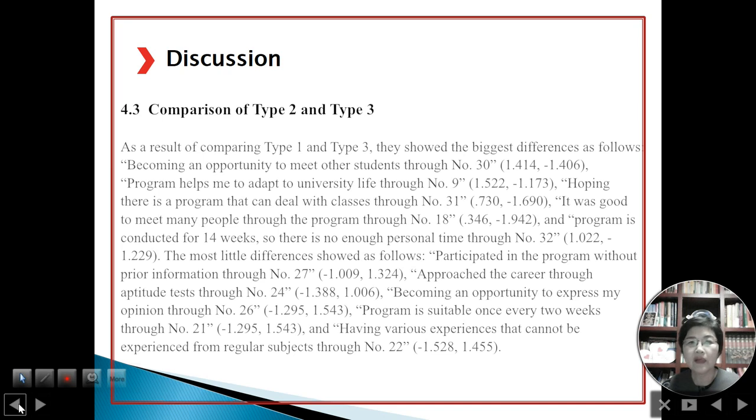Comparison of type 2 and type 3. As a result of comparing type 2 and type 3, they show the biggest difference as follows. Becoming an opportunity to meet other students, number 13. Program helps me to adapt to university life, number 9. Hoping there are programs that can deal with the classes, number 31. It was good to meet many people through the program, number 18.